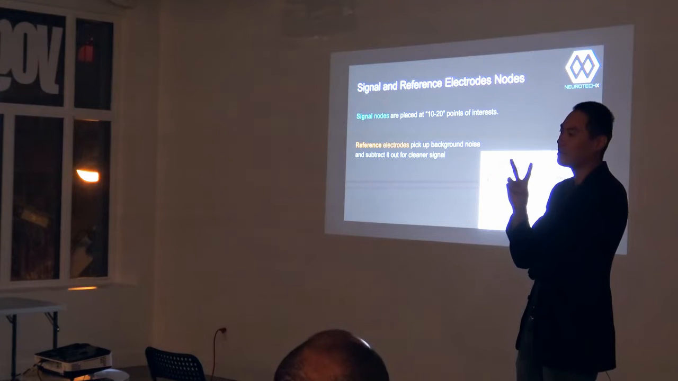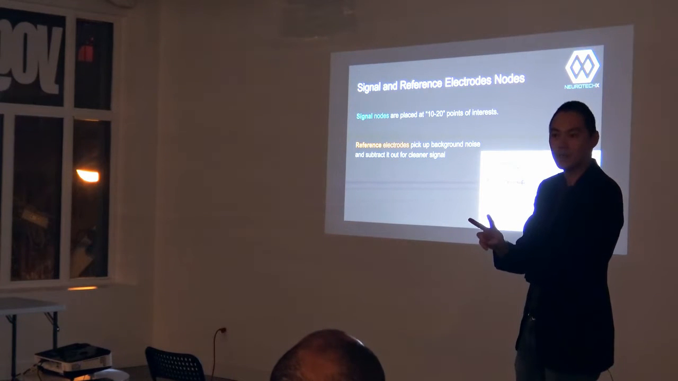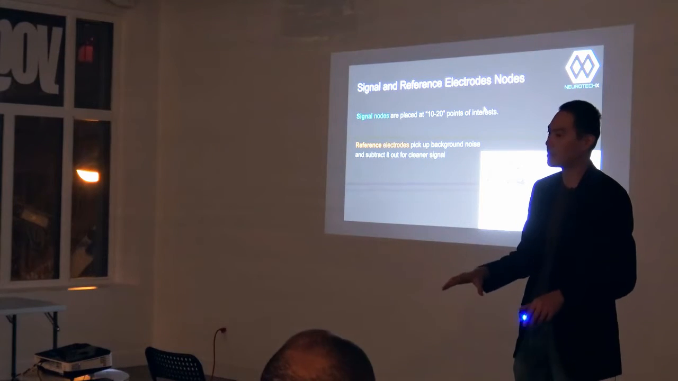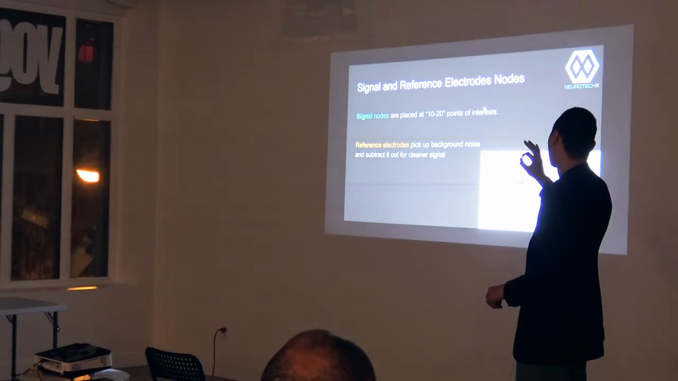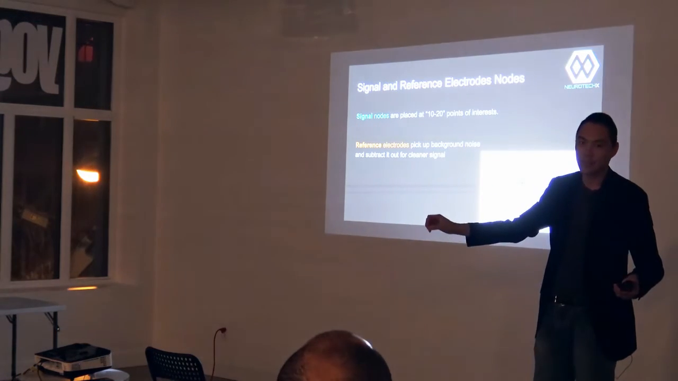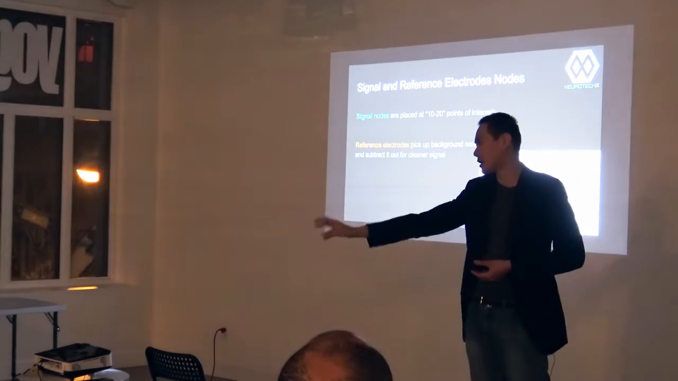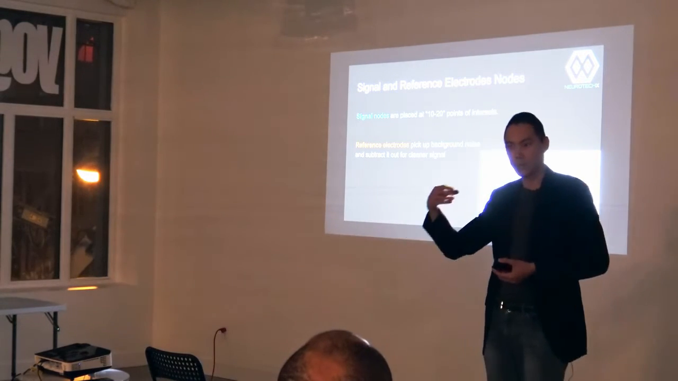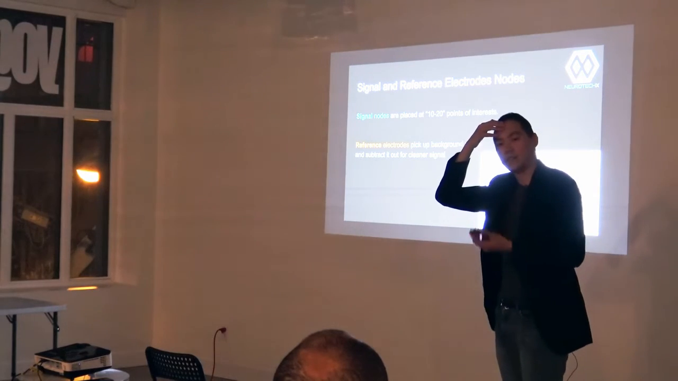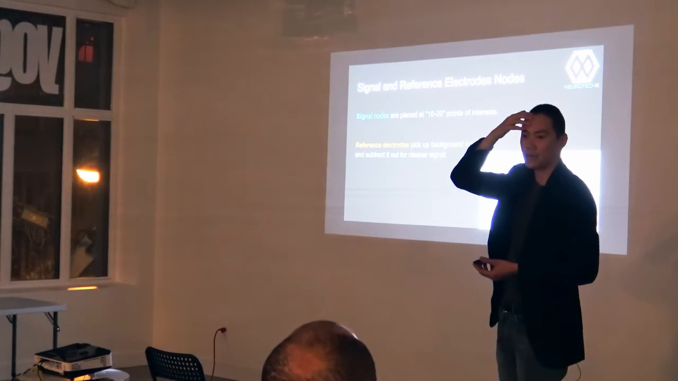Basically, there are two main electrodes, two main sources of signal that are very important for us right now. This is the signal node and the reference node. Essentially, we are interested in where the signal node is placed. For example, if I'm interested in what someone's thinking about in math, I would put it in the front of my head. That's where a lot of the math functions tend to happen.